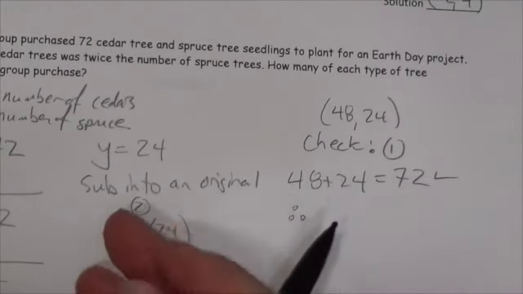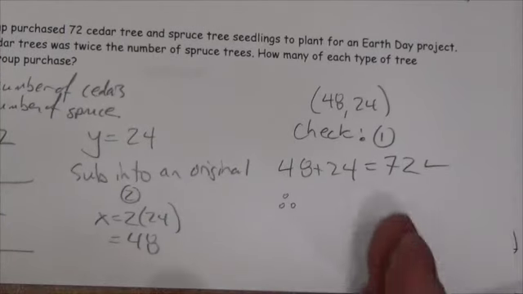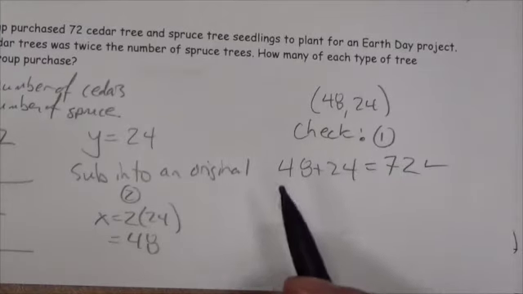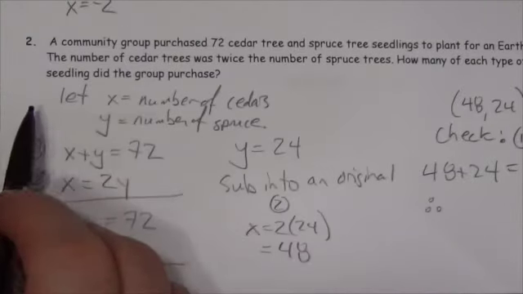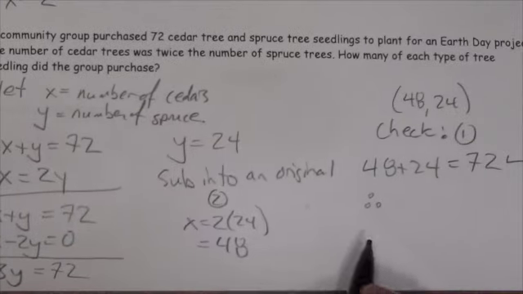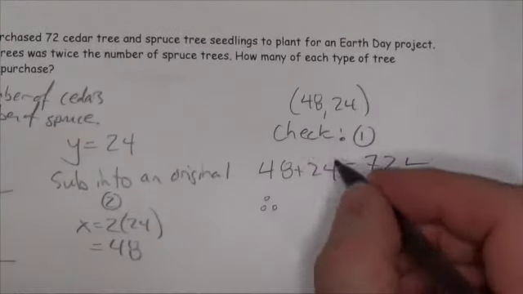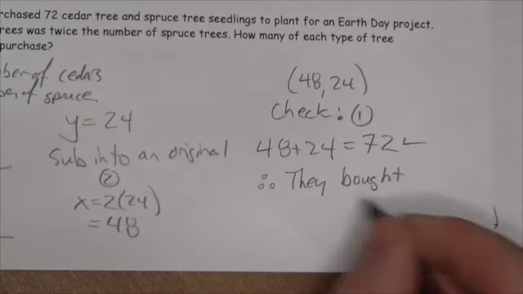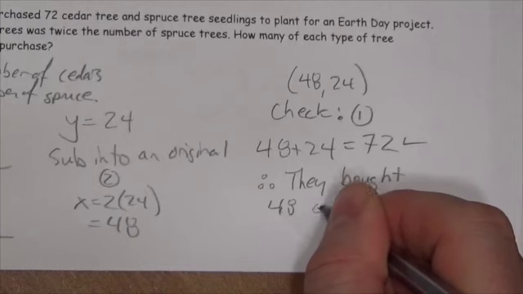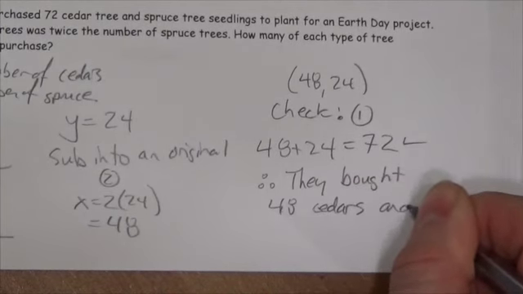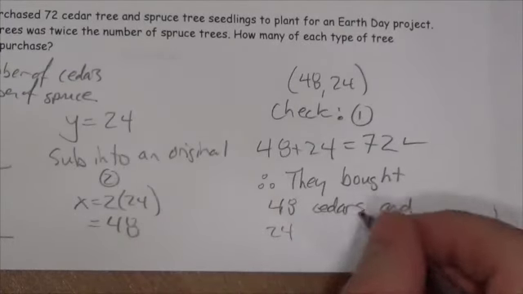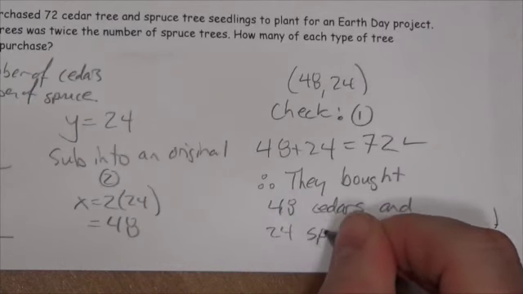So now, I answer the question. Okay, because you got to remember that when it's a word problem, the point there is not the solution of the problem. I actually have to identify it. So it's asking how many of each type of plant here. Well, x represented the number of cedars. So we know they bought 48 cedars, and 24, because 24, remember, that's the y coordinate that referred to the number of spruce, and they bought 48 cedars and 24 spruce trees.